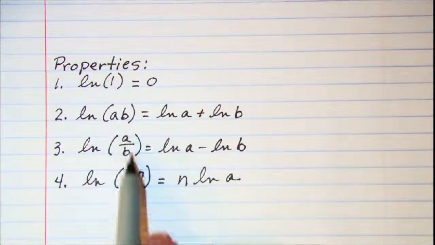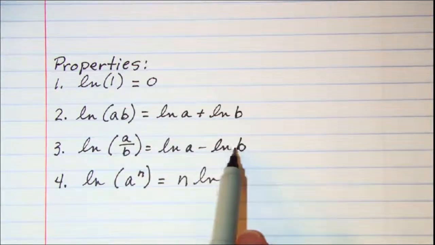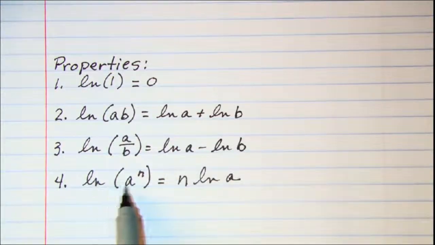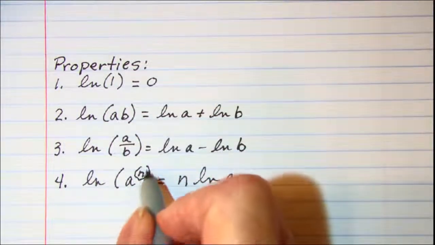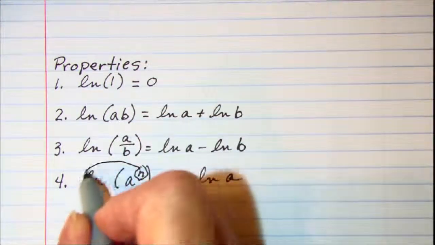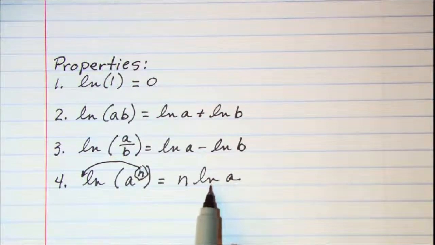The ln of a quotient is equal to the difference of the ln's, and the ln of a power, this is just the rule that says we can take this exponent and bring it out in front of the logarithm. So the n is out in front and multiplied by the ln of a.